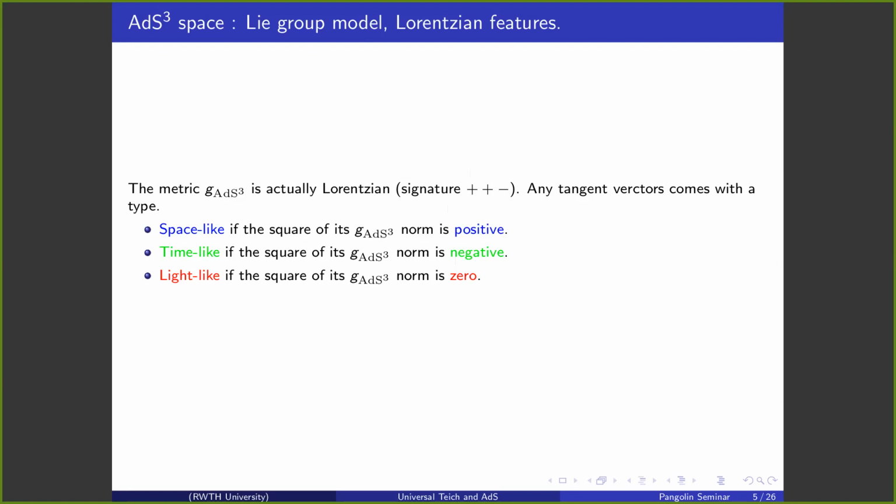And in this Lorentzian context, or even pseudo-Riemannian context, it's quite classical to assign a type to tangent vectors, and the names of those types are based on theoretical physics. So a vector is space-like if the norm is positive, time-like if the norm is negative, and light-like if the norm is vanishing.